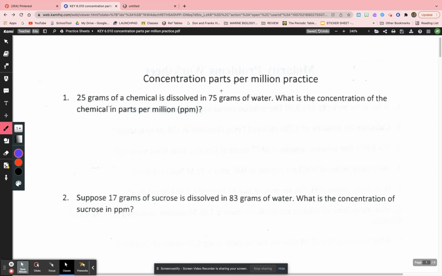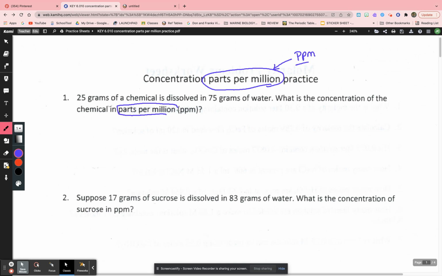These parts per million questions are great because whenever a Regents exam gives you a question that talks about parts per million, they will always mention the words parts per million in the question. So if you read this question, I'll just read it real quick. 25 grams of a chemical, doesn't matter what the chemical is, is dissolved in 75 grams of water. What is the concentration of the chemical in parts per million?